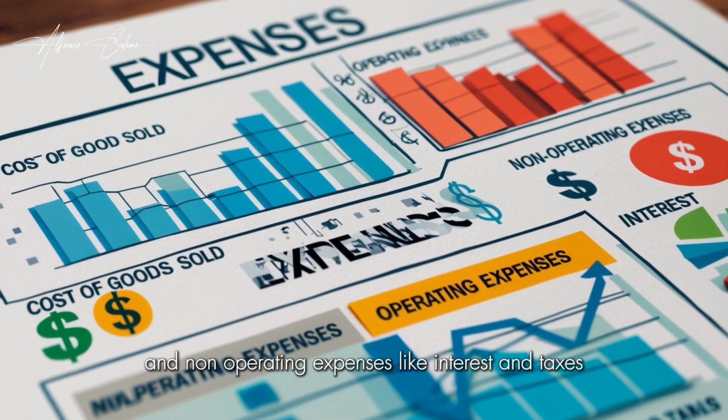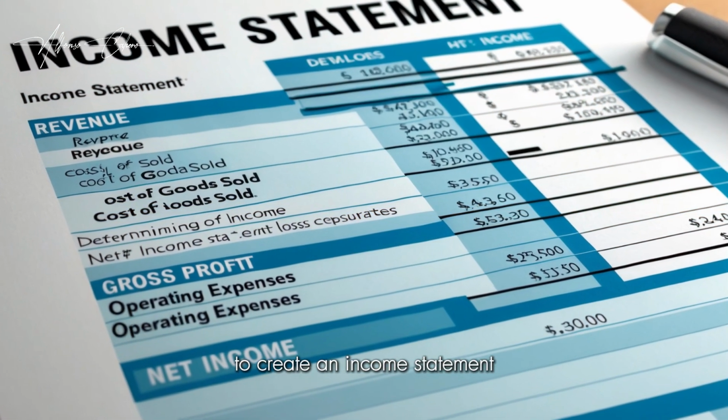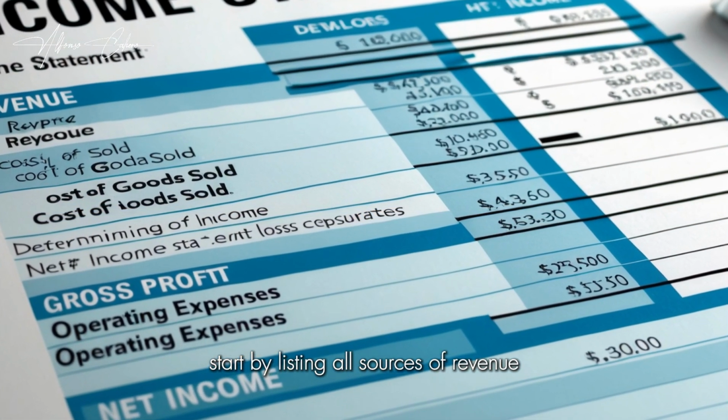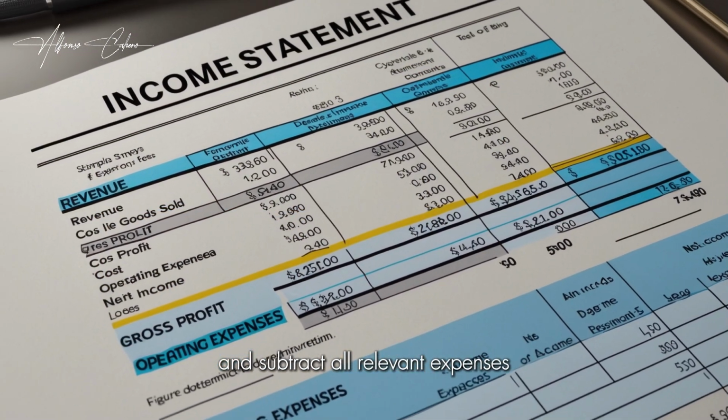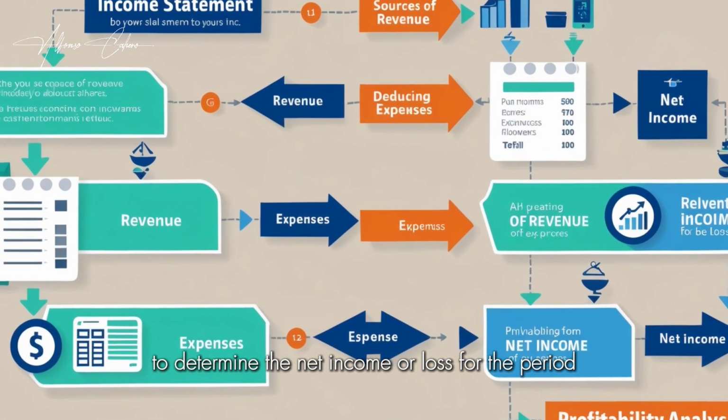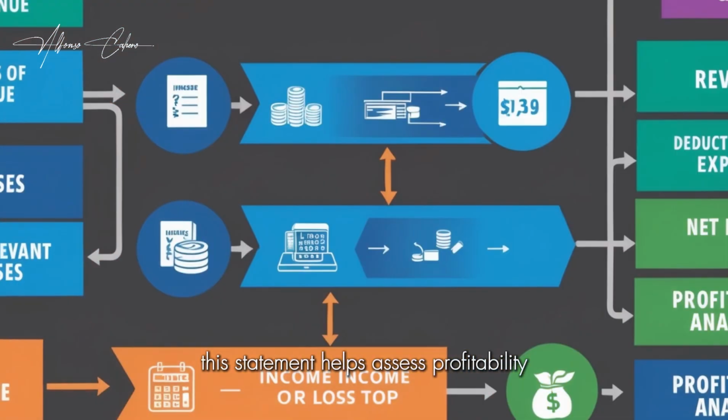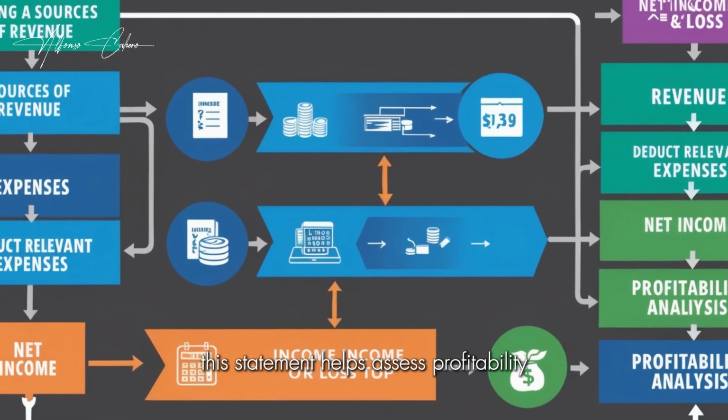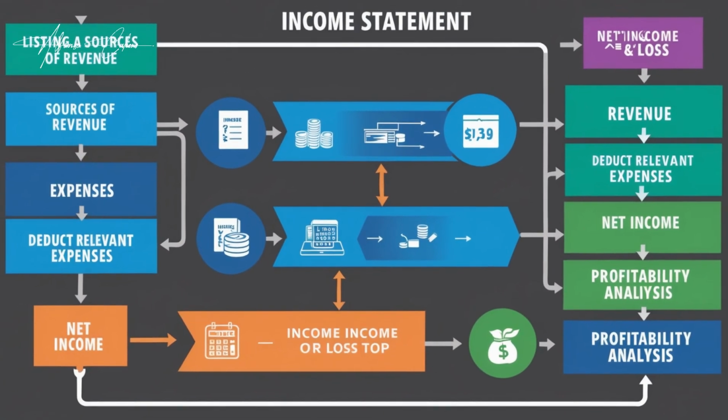interest and taxes. To create an income statement, start by listing all sources of revenue and subtract all relevant expenses to determine the net income or loss for the period. This statement helps assess profitability and operational efficiency.